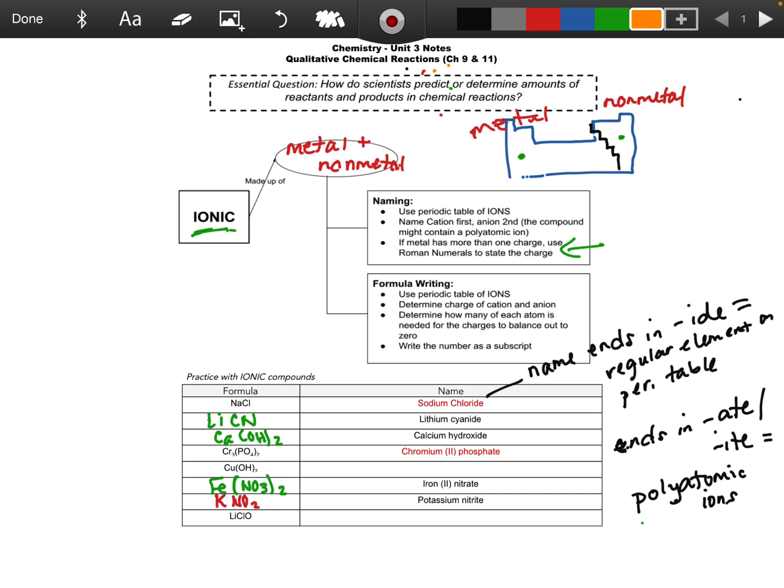So the first one that you have to name is Cu(OH)2. It's kind of hard to see. Copper has more than 1 charge, so in the name, copper is going to need a Roman numeral in parentheses. So I'm going to leave it just like this, and then we'll go back to figure out what the Roman numeral should be. OH is hydroxide, and that is a polyatomic ion.